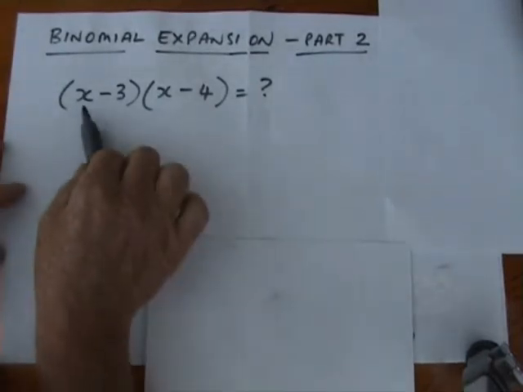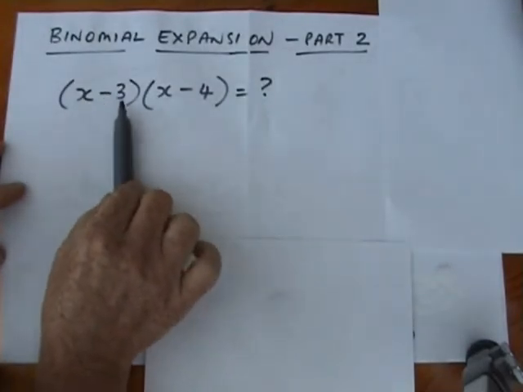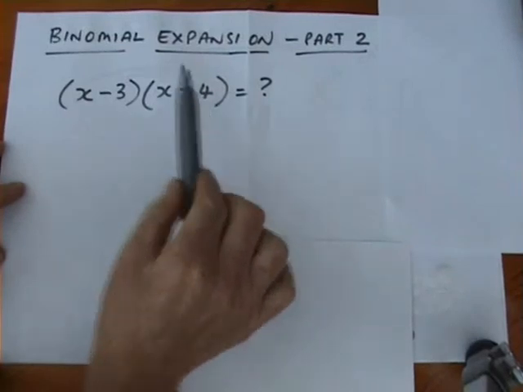Okay, so this is the binomial expansion part 2, very similar to what we've just done. But this time we're going to use terms which have directed number signs attached to them. So remember, these are the terms x, but this time it's minus 3, it's got a minus in front of it, positive x and minus 4. So the process is exactly the same.